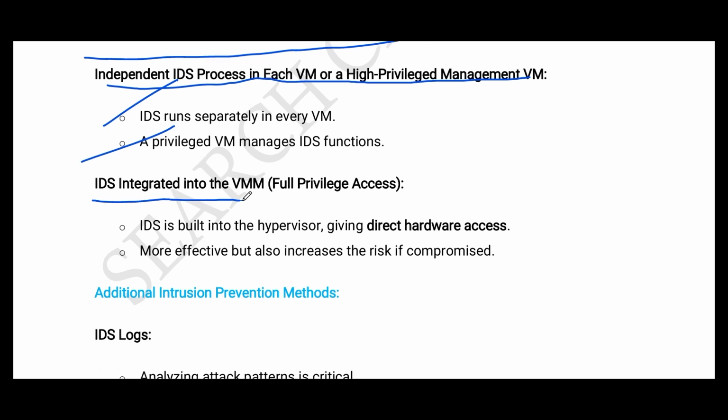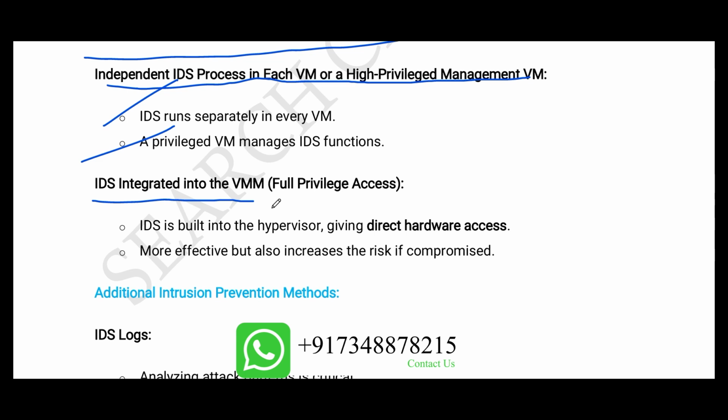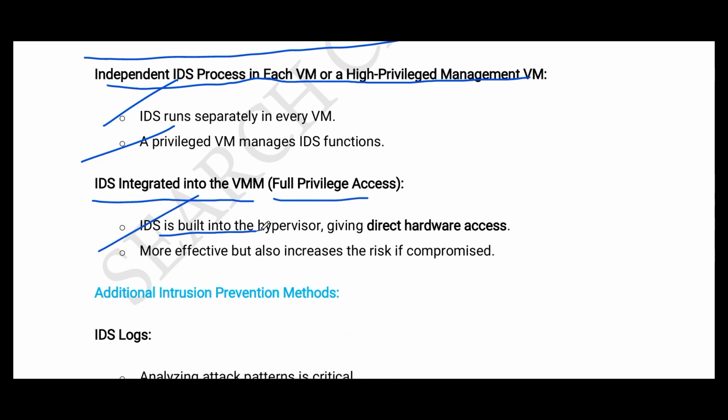Next, IDS integrated into the VMM, the virtual machine monitor, has full privileged access. The IDS is built into the hypervisor, giving direct hardware access. This is more effective, but also increases the risk of compromise.